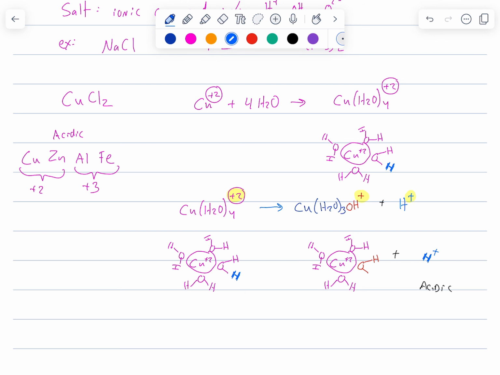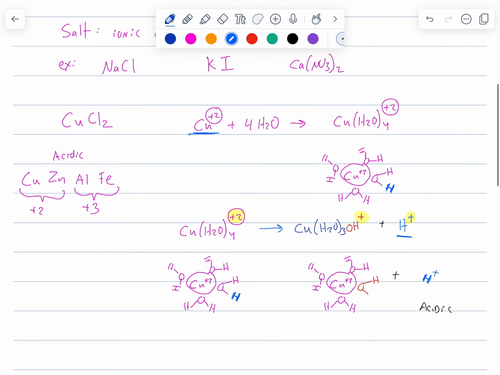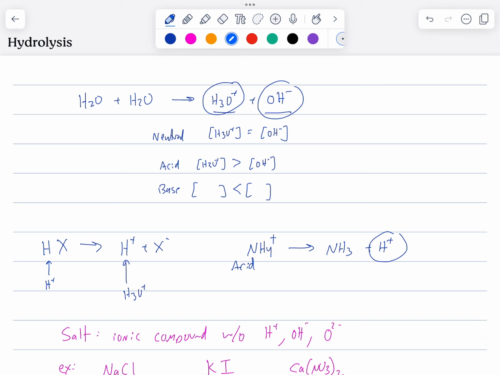So this reaction explains why we have copper ions, zinc ions, aluminum ions, and iron ions that end up being acidic in solution. It's because of this combining with the waters where one of the waters releases an H+. So it's kind of a weird thing, but if we think about what hydrolysis is, I didn't even define, let's define hydrolysis. Hydrolysis is the reaction with water to produce hydrogen ion or hydroxide.